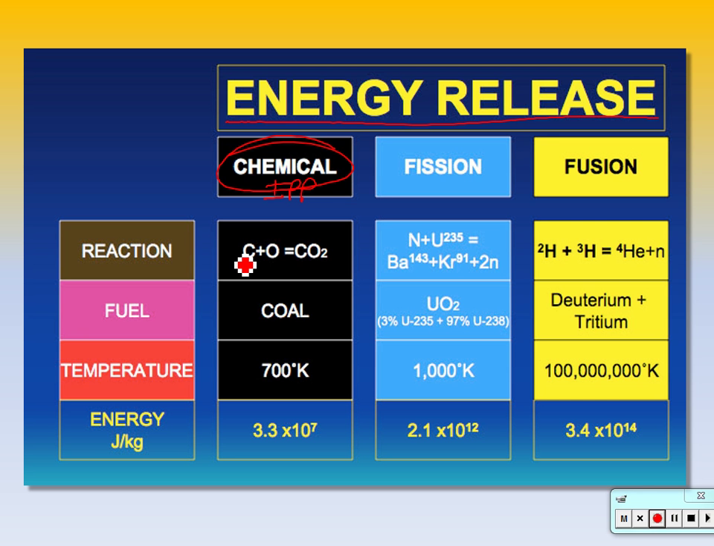And I want to focus on this part of the table, which is the amount of energy released. It's measured in joules per kilogram of material, but that's not important. I want you to notice the order of magnitude here. 3.3 times 10 to the 7. Okay, let's just compare that to the next one over, which is fission. This is a nuclear power plant.